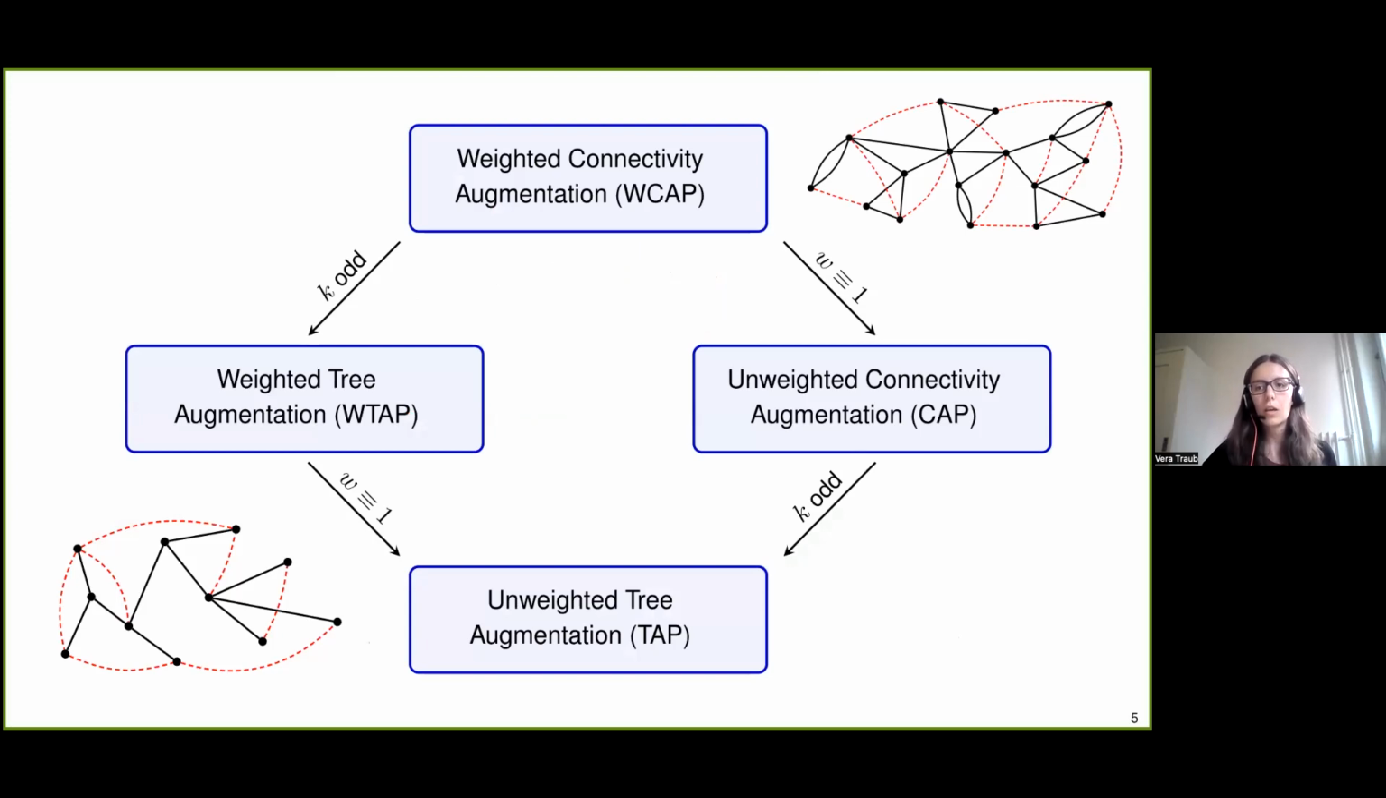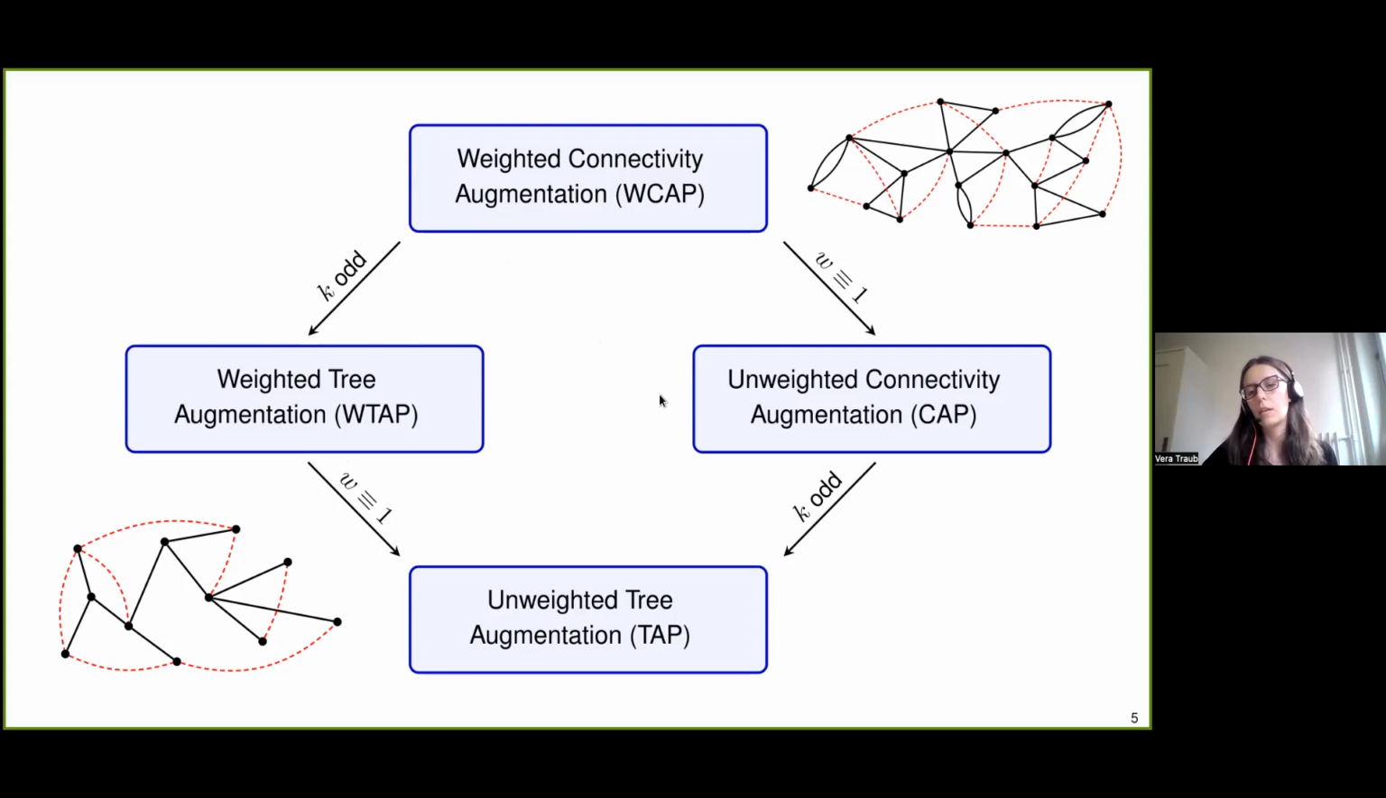So this gives us the following four problems, which I give you an overview of here, and which will be the problems I talk about in this talk. The most general one is what I started with, the general weighted connectivity augmentation problem. We are given any graph and we have weights on the links, these dashed edges, that we can add to our graph in order to increase the edge connectivity by 1. Here we may assume that our graph is a cactus. Then there are two important special cases. One is if the edge connectivity of our graph is odd, then we obtain the weighted tree augmentation problem, where the graph we are starting with is a tree.